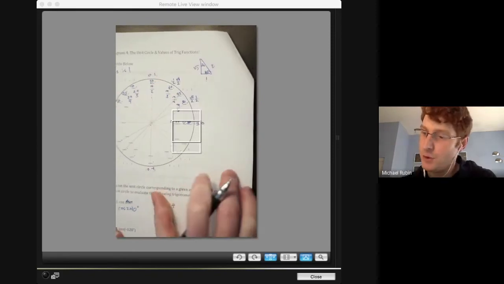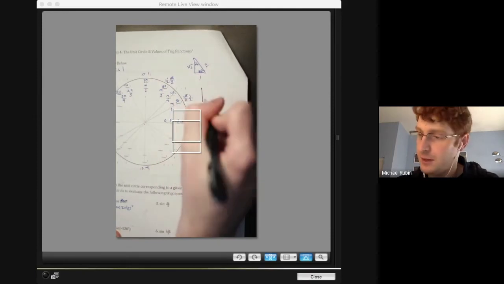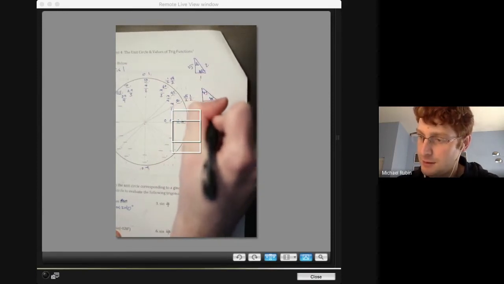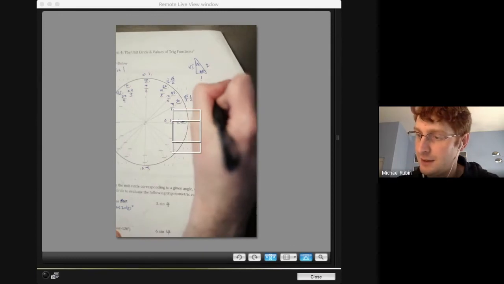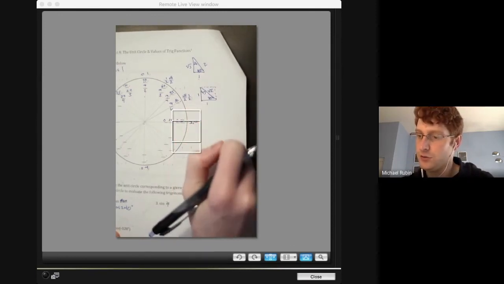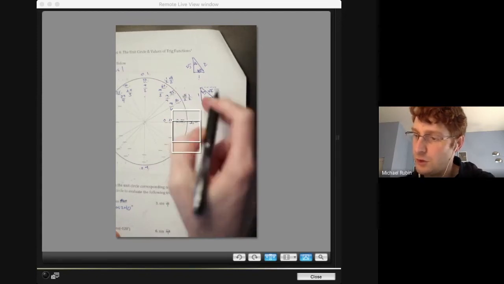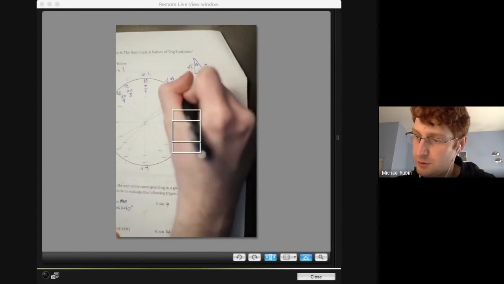And then I've got my 45-degree angle over here. So I'm going to redraw the special right triangle with 45 degrees. Again, this is just half a square. And if the side length is 1, I can use the Pythagorean theorem to find that the hypotenuse is root 2. So what's sine of 45 degrees? Well, it's 1 over root 2. What's cosine? It's also 1 over root 2.